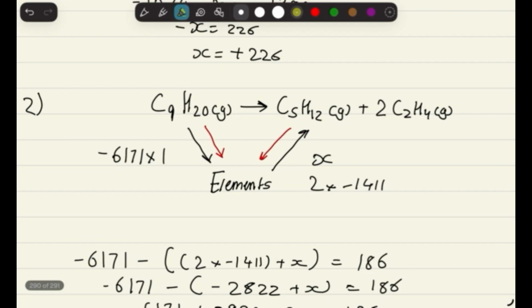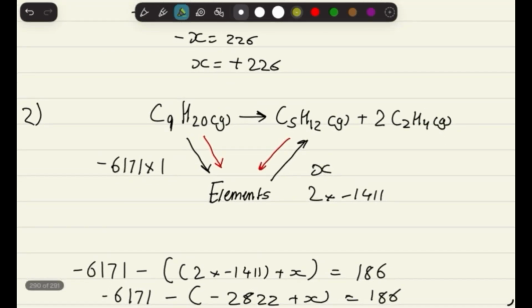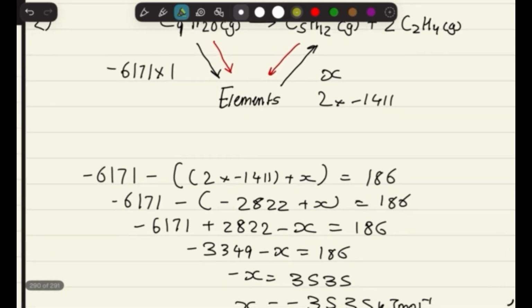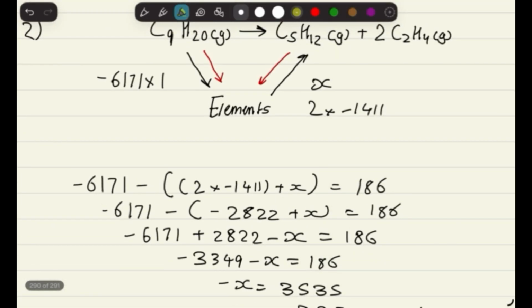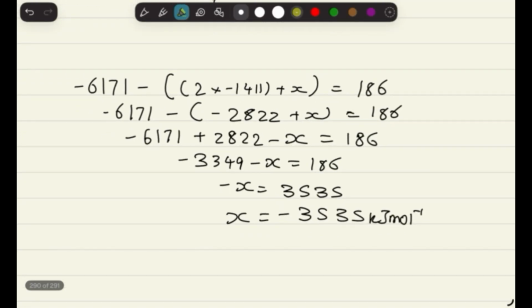Now, number 2, they said the enthalpy change combustion of heptane. No, it's not heptane, pentane. You can see the arrow on the right is going the wrong way. So we're going to do reactants take products. So I have already done that in terms of the 6171, the minus 6171. And then we need to add on the one from ethylene and the one from pentane. So you do that. 2 times minus 1411 plus x. And you keep on going and going until you finally get x is minus 3535 kilojoules per mole. I hope that makes sense.